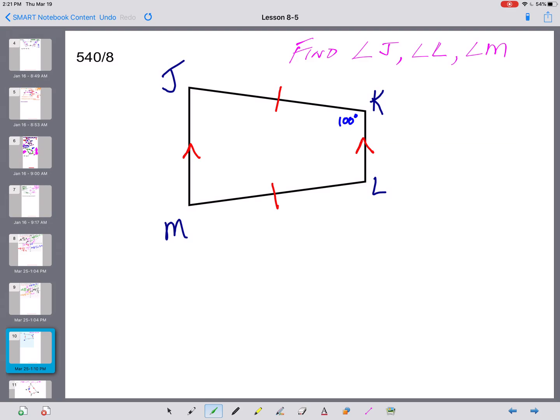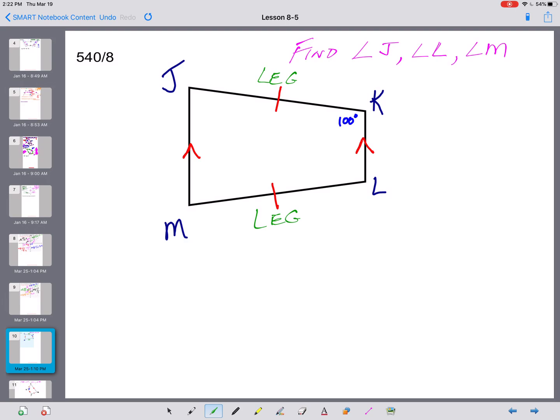Now, it is a trapezoid. Two sides are parallel, and look at the two legs. We got a leg here and a leg here. This is an isosceles trapezoid. This is the one special type of trapezoid. Isosceles trapezoid, what do we know about it? Yeah, the legs are congruent.